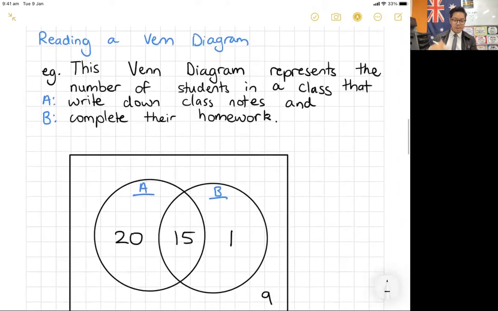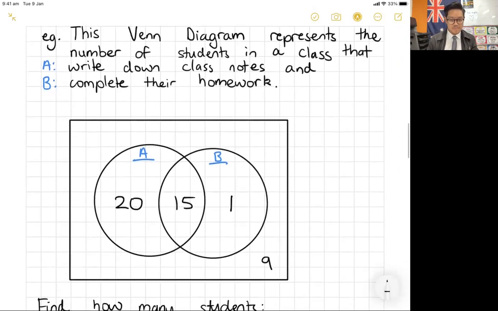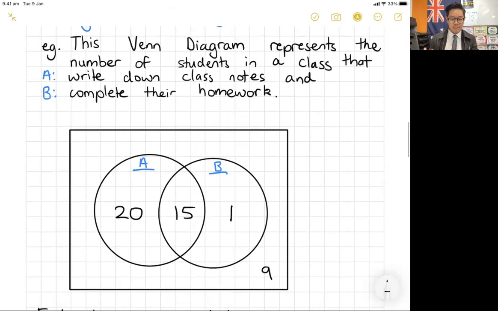Cool. Now, the other thing that you might be asked to do is not only draw one, but also read one, or read some information off it. So I've got an example here. It says this Venn diagram represents the number of students in a class that write down their class notes, hopefully that's you guys, and also complete their homework. You guys know who you are. So let's say we've got this Venn diagram.